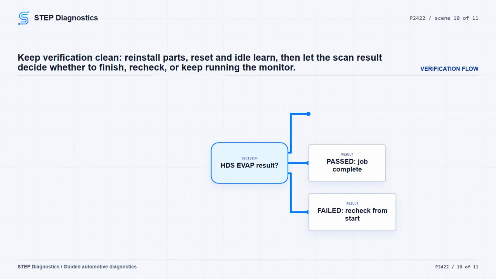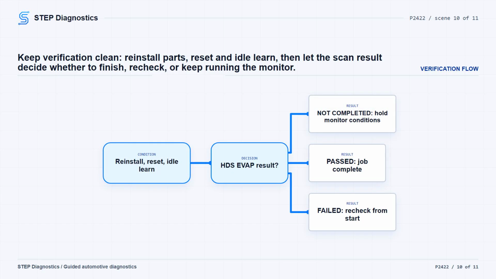Keep verification separate from the testing path. Turn the ignition switch to lock (0). Install the parts in the reverse order of removal. Turn the ignition switch to on (II). Reset the ECM/PCM with the HDS, and do the ECM/PCM idle learn procedure. Then monitor OBD status for the EVAP fault group that includes P2422. If the HDS shows passed, troubleshooting is complete.